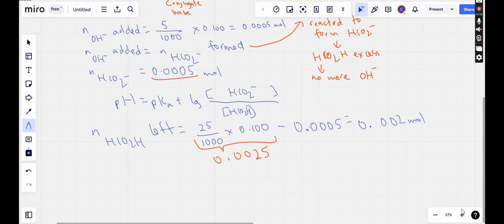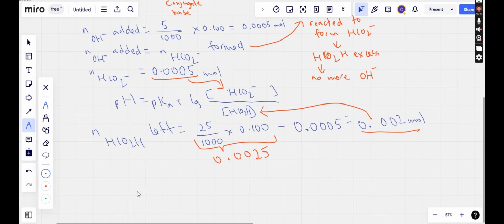Your conjugate base, plug in here. Your amount of acid left, plug into here. Okay, so far so good. Then now let's just solve the equation. So we write pH is equal to pKa, as I've written in the question above in black, is 3.74, plus log of 0.0005 divided by 0.002.